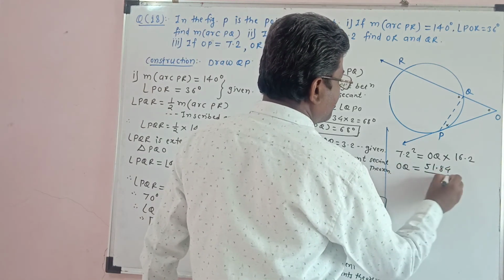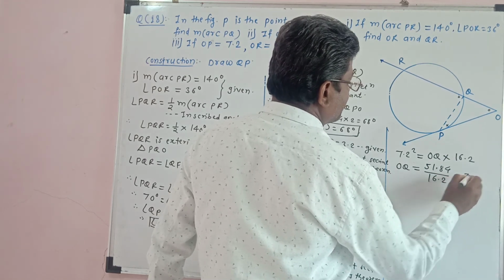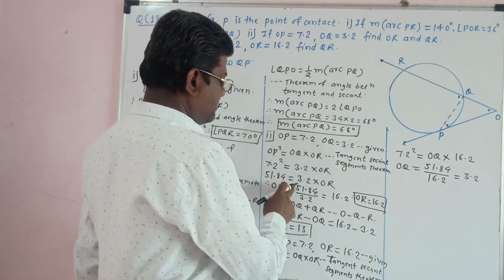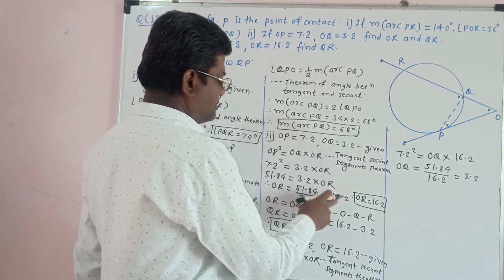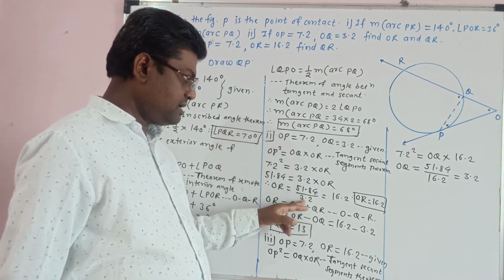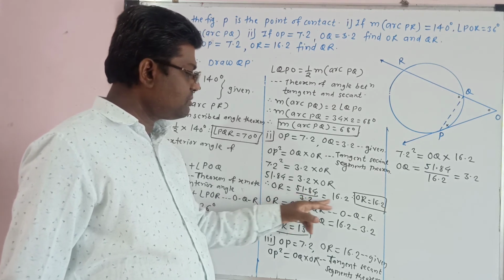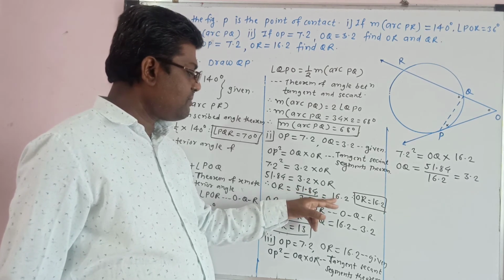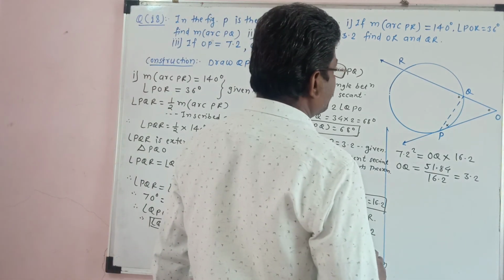51.84 upon 16.2. If we divide this, we get 3.2, because 51.84 upon 3.2 is 16.2. Therefore 51.84 upon 16.2 we get 3.2. So OQ is equal to 3.2.